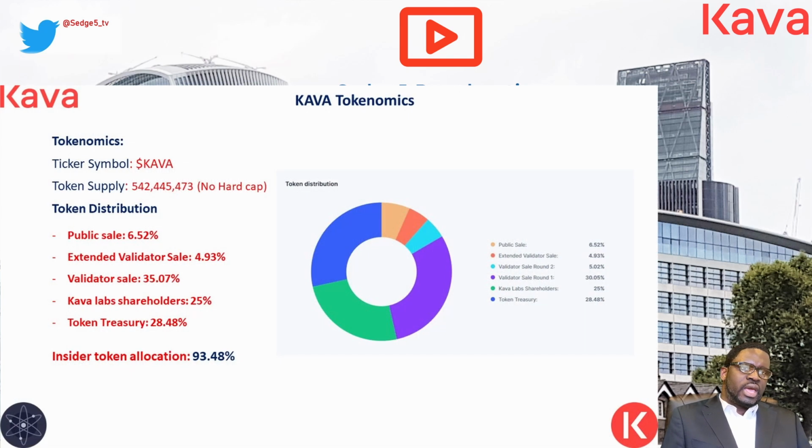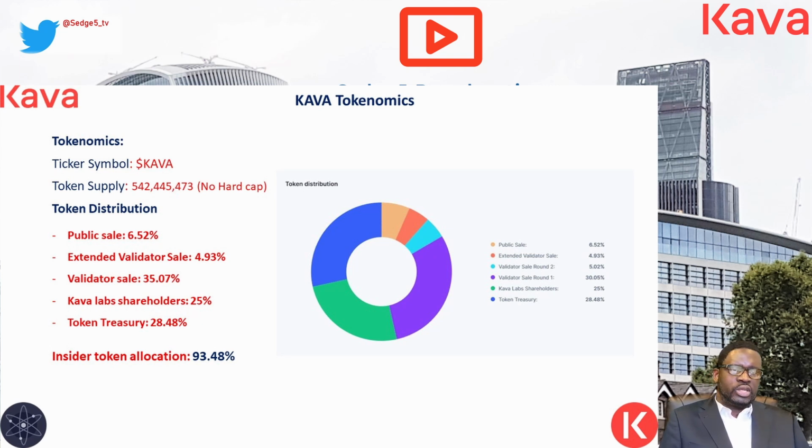Tokenomics, ticker symbol KAVA. Token supply 537.1 million with no hard cap. Circulating supply 537.09 million. Token allocation: public sale 6.52%, extended validator sale 4.93%, validator sale 35.07%. Don't know what the difference is between the two, but I'm sure there is one. Kava Labs shareholders 25%. Mind you, Kava Labs is the entity that develops the Kava network, and it is a private organization from what you can tell. Shareholders and token treasury 28.48%.